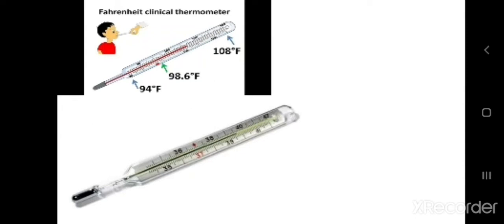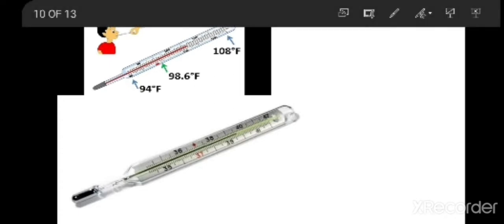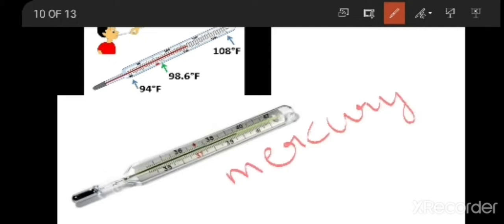Hello all. In the last class we have discussed the thermometer and the structure of the thermometer, and also we have seen that in the thermometer we are going to use a liquid. A fluid will be used in the thermometer. So generally in a clinical thermometer we have observed that we will be using mercury. So here, why do we have to use only mercury as a fluid inside the thermometer? Why can't we use other liquids like water?